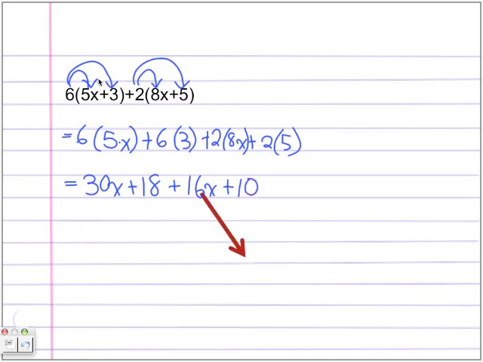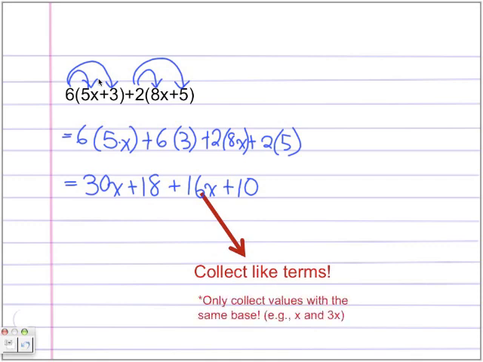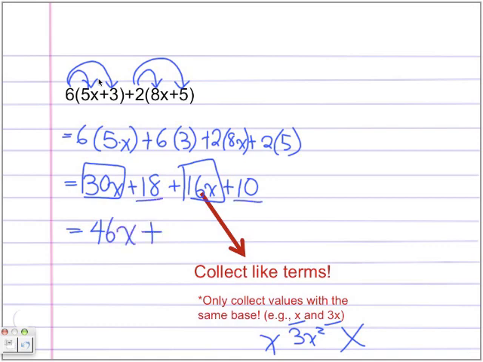And here is when we collect like terms. So what are like terms? Like terms are when you collect values with only the same base. For example, x and 3x are like terms. However, x and 3x squared are not like terms. Okay, so let's just collect like terms right now. And that's going to be 30x and 16x. And 30x plus 16x is 46x plus 18 and 10. So that's going to be 28. And that's the answer.